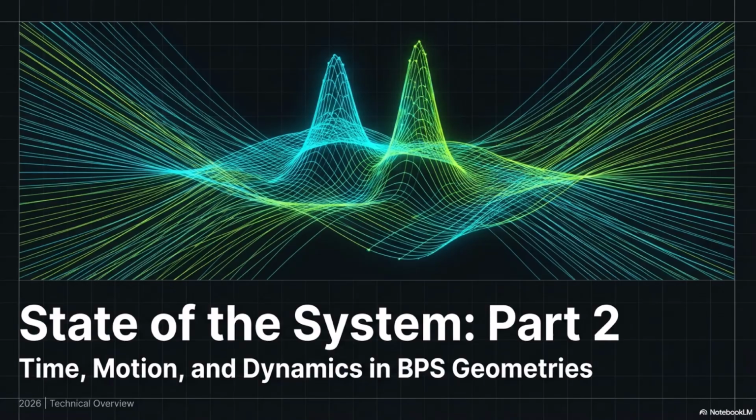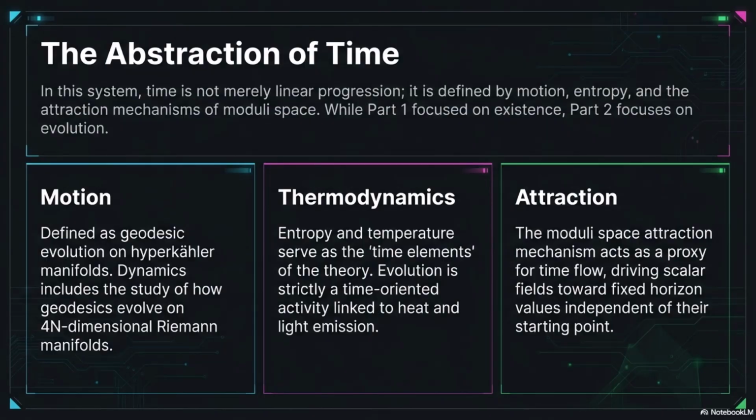That's actually the first big claim in the source material, isn't it? Right on the second slide. It says time is not merely linear progression. That just feels like a philosophical curveball to start a physics discussion with. It is. If time isn't linear here, what is it? So in this context, it's really defined by three things: motion, thermodynamics, and the attractor mechanism.